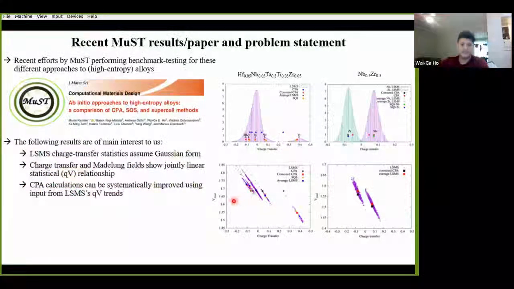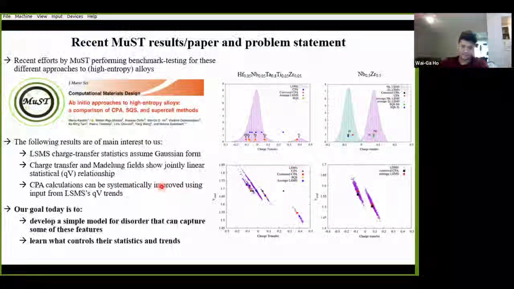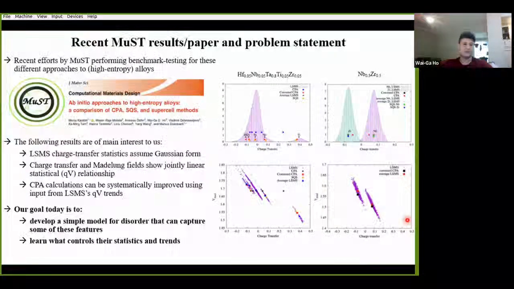All right. So from these results, we can further ask a few simple questions. Namely, what controls the supercell statistics for the charge transfer and the Madelung fields, as well as the joint statistical QV trends? And is there a simpler way for us to describe and understand all these features?